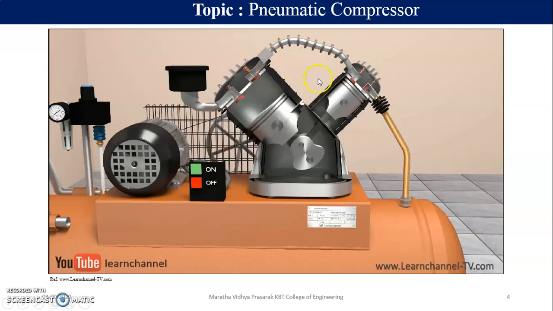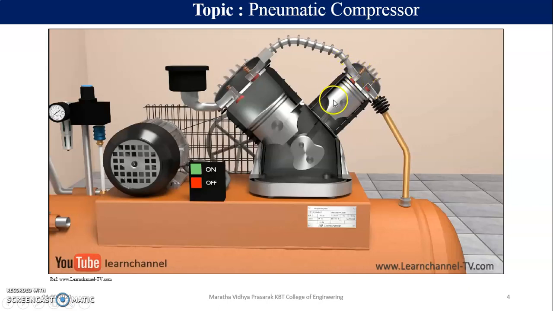It is called an intercooler because it is in between these two cylinders. After this, the cooled air is again given to the second cylinder. The volume of the first one is higher than that of the second one. That is a multi-stage compressor, used to increase the power of the air.